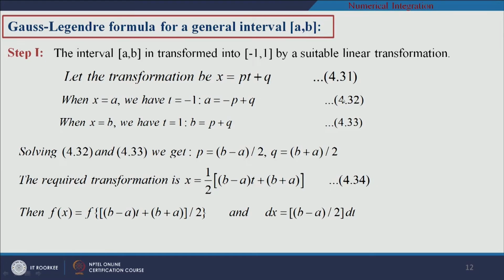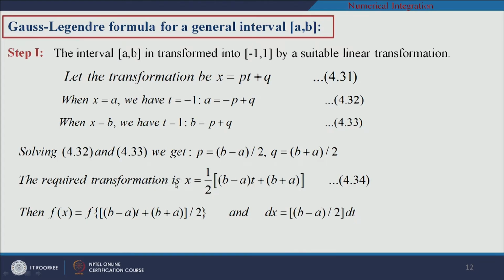So, the general transformation method for an interval from a to b to minus 1 to 1 can be done in an easy form. If you just write the transformation x equals pt plus q, then when x equals a we have t equals minus 1, so a equals minus p plus q. When x equals b we have t equals 1, so b equals p plus q. If you combine both these equations, we obtain p equals (b minus a) by 2, q equals (b plus a) by 2.